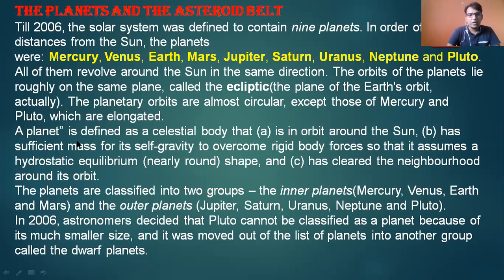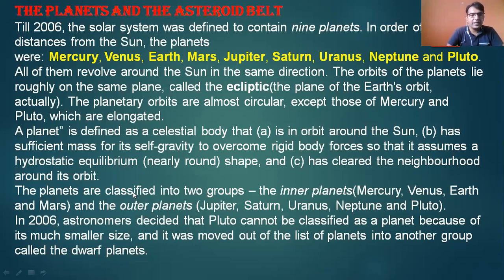A planet is defined as a celestial body orbiting around the sun that has significant mass for self-gravity to overcome rigid body forces. So what does a planet mean? It is a round-shaped mass which revolves around the sun and is held there by the force of gravity, and it maintains its shape.